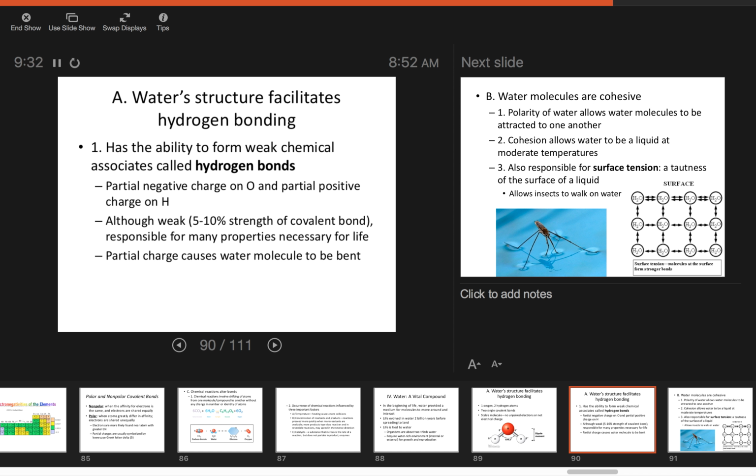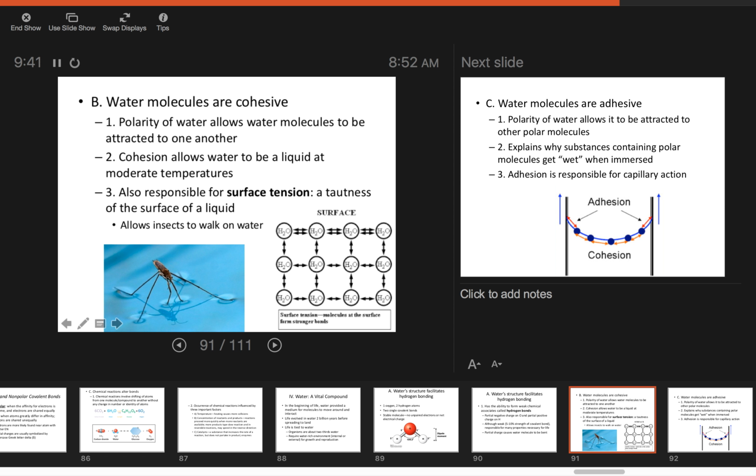The partial charge causes water molecules to be bent, kind of like that V shape that you saw in the previous diagram. Does this have anything to do with why water is a liquid at this temperature? Yes, absolutely. Everything to do with it. So water molecules are cohesive. The word cohesive means that it will stick to itself, so it will stick to other water molecules. The polarity of water allows water molecules to be attracted to one another. This is the reason why water is a liquid at moderate temperatures, I should say.